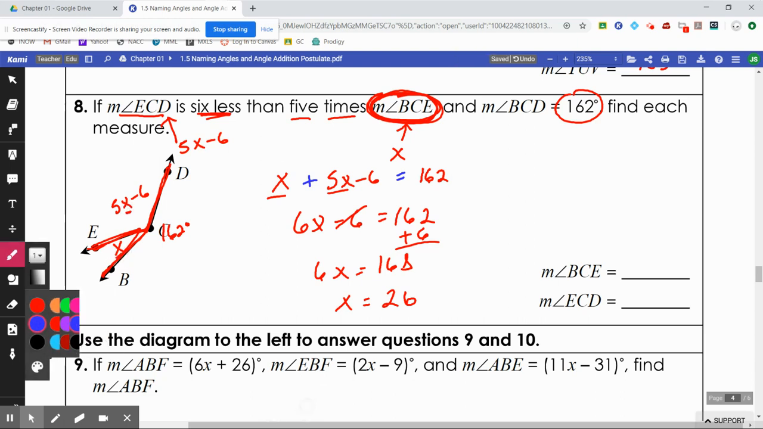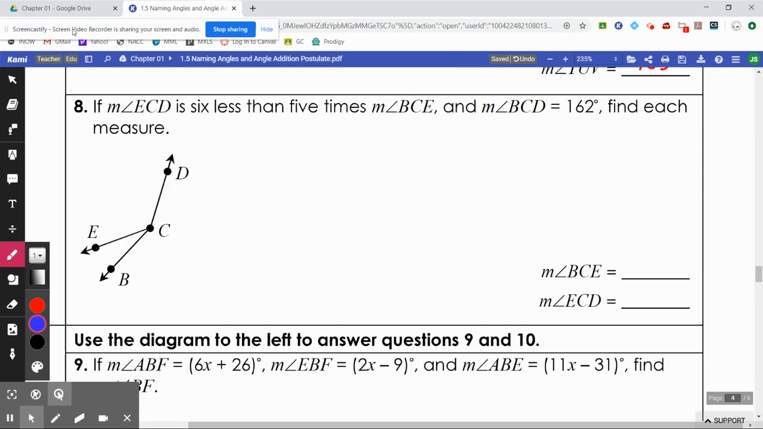Now it'd be easy to plug it into this one. X is 26. This is 5 times 26, which is 130, minus 6, which is 124. Let me redo that one. 5 times 26 is 130, minus 6 is 124.